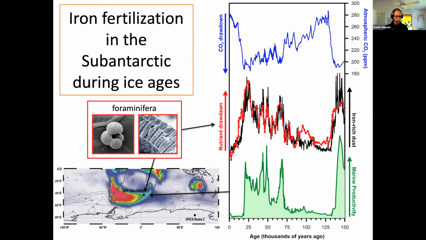And that is one of the main contributors to these ups and downs of carbon dioxide over the glacial cycles that predated our ongoing very rapid rise in CO2 due to human activities.